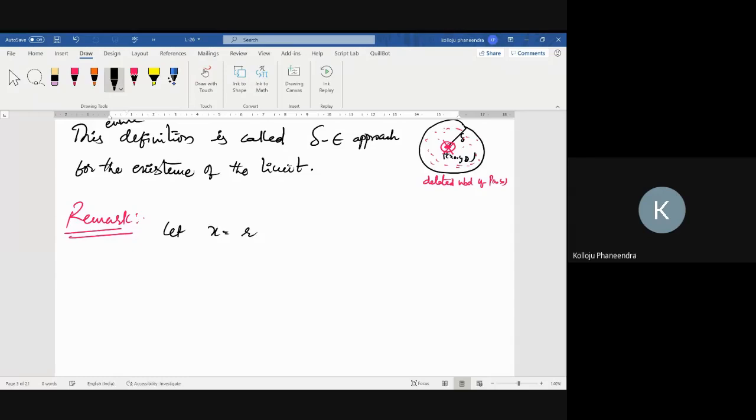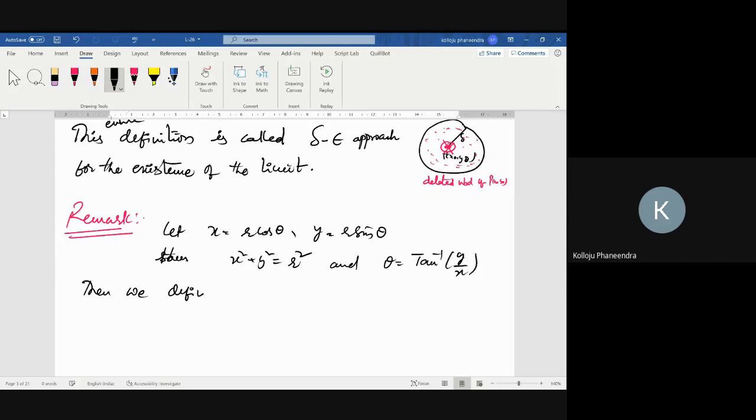Let x equal to r cos theta, y equal to r sin theta, polar coordinates. Then we have x square plus y square equal to r square, and theta is tan inverse of y by x. Then we define the limit as r tends to 0. See, only r tends to 0. Remember.